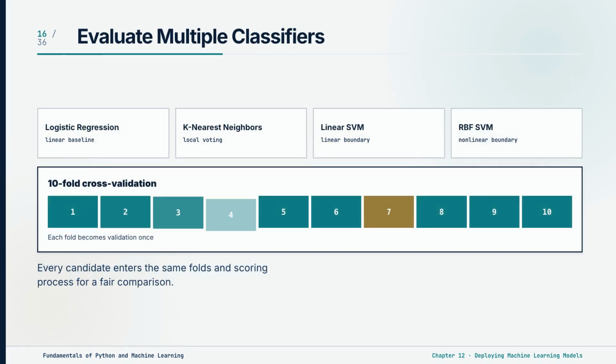The chapter compares 4 candidate algorithms instead of assuming one will perform best. The candidates are logistic regression, k-nearest neighbors, a support vector machine with a linear kernel, and a support vector machine with an RBF kernel. Each candidate is evaluated using 10-fold cross-validation. The same folds and scoring approach should be used so the comparison is fair. Cross-validation produces multiple validation scores rather than depending on one favorable or unfavorable split. The mean and variability of those scores help support model selection.